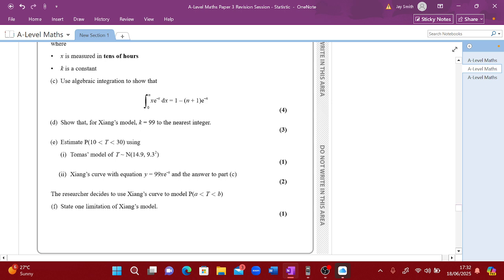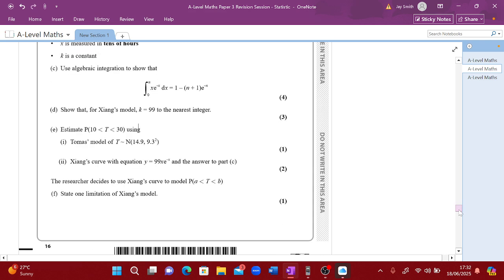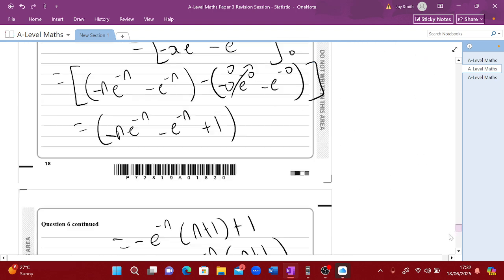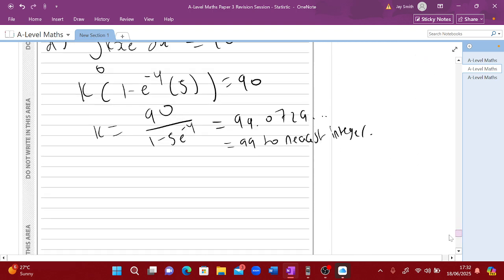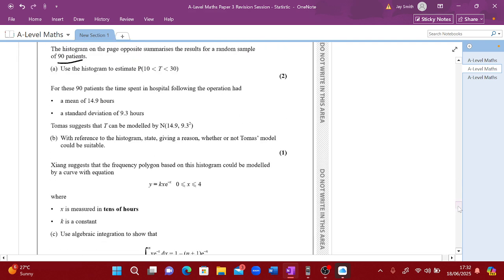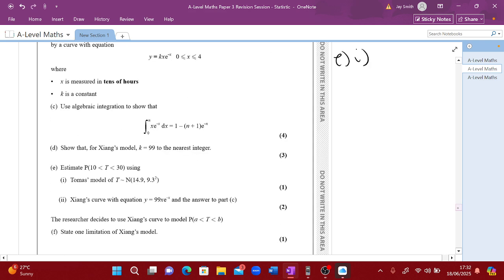Cool. Okay, then it says estimate the probability of T between 10 and 30 using Thomas's model. I don't know whether I'm supposed to use it again when we've already shown why you shouldn't use it. But anyway, estimate the probability using Thomas's model. Do I have enough room up here to do it? I think I do. I'm going to do it up here instead, so I don't want to keep scrolling down. So part E then, part i. So Thomas's model.